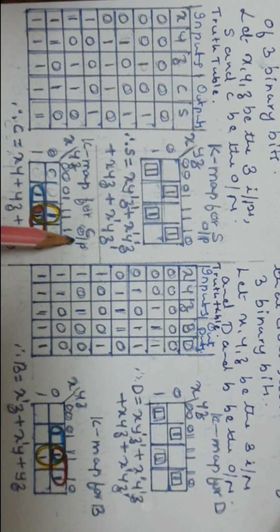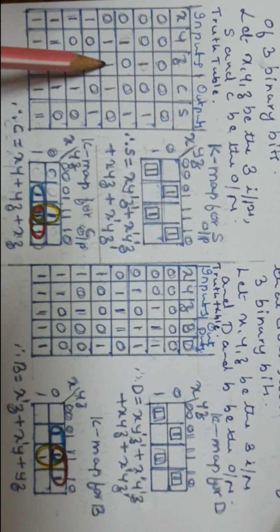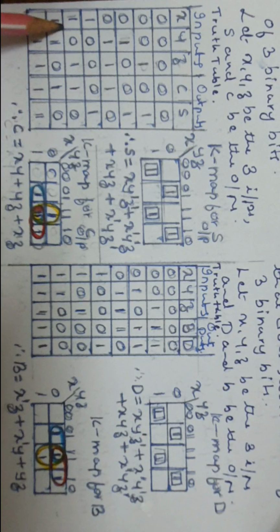So the K-map for C: if you consider this is the column C output, this is 0, 1, 1 means min term 3, this is min term 5, 1, 0, 1 means min term 5, 1, 1, 0 means min term 6, min term 7. So for min term 3 it is 1, then min terms 5, 6, 7, carry output is 1. So 3, 5, 6, 7.